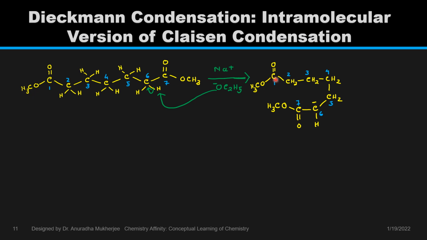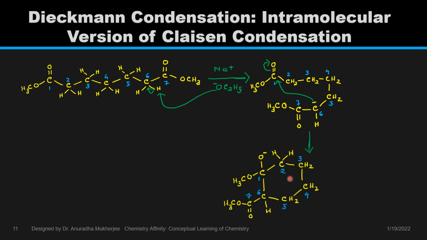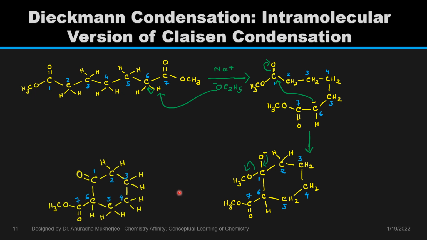Now C1 carbon has a carbonyl group. So this C1 carbon is electrophilic in nature. So now C6 will attack the C1 carbon and a new bond will form between C1 and C6. Then finally we'll be getting this product. So this is the final compound of the Dieckmann condensation reaction.